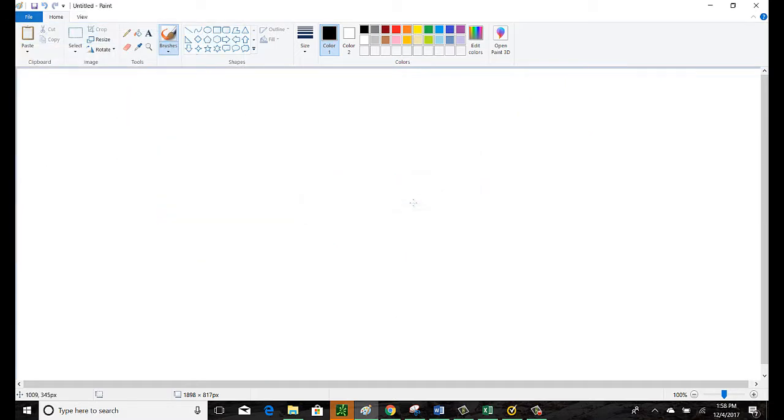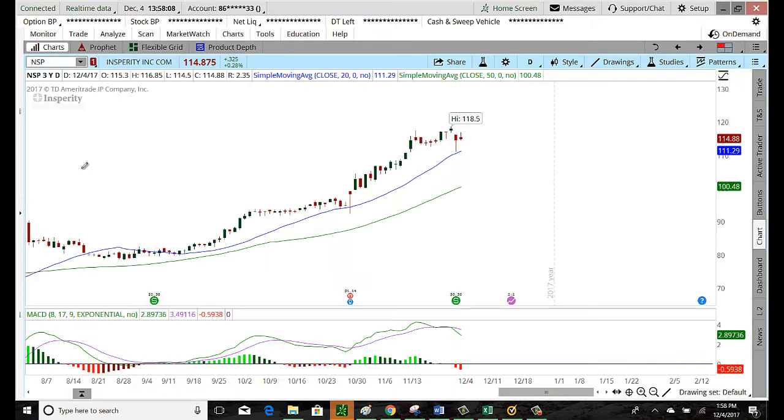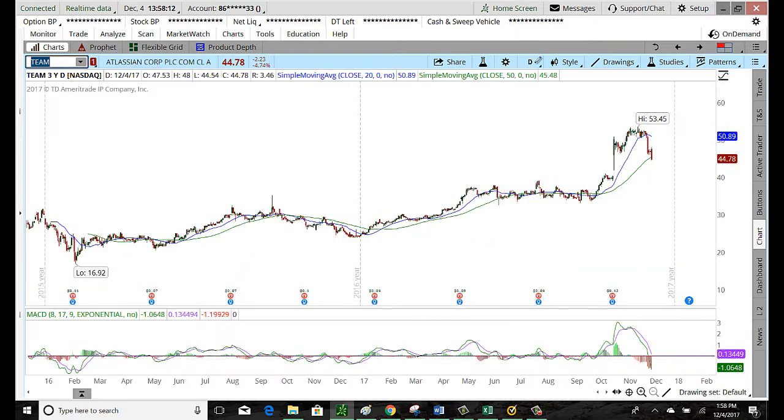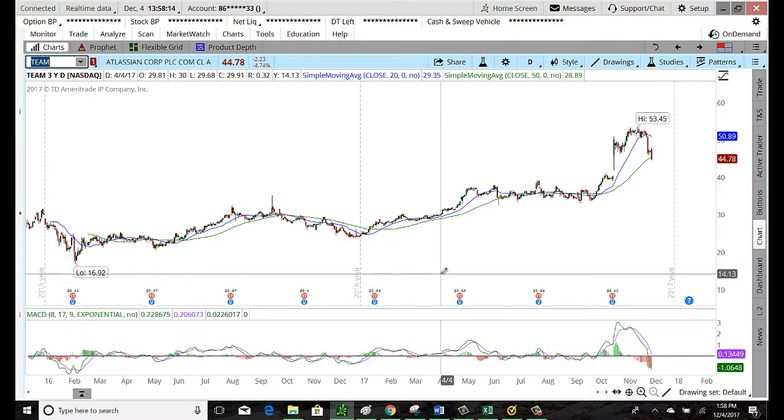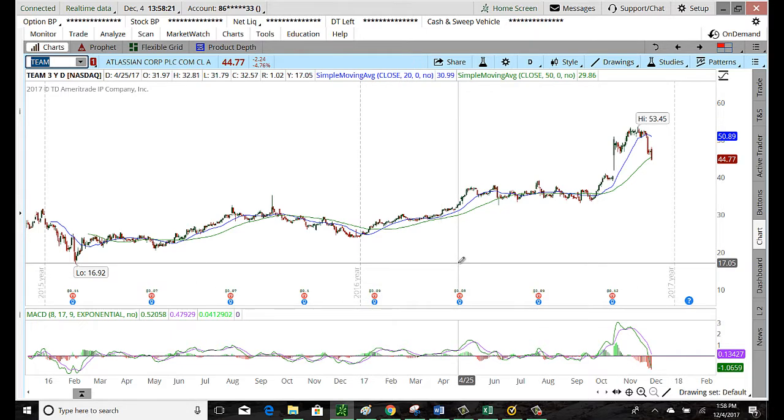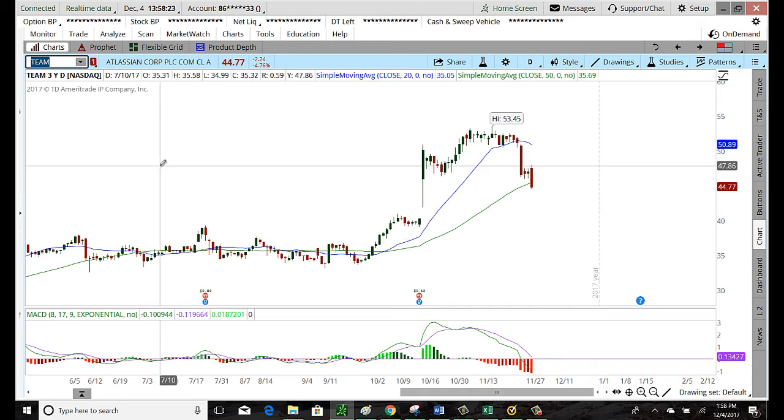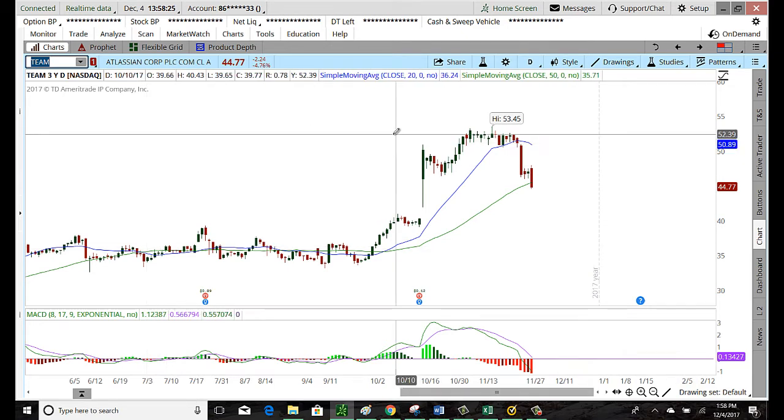When we have a high degree of probability when it comes to our opportunities, I'm going to pull up a chart of a recent security that I was looking at. Once again, this is in no way a recommendation for this security. It's just an example I'm using for educational purposes. This is ticker symbol TEAM.